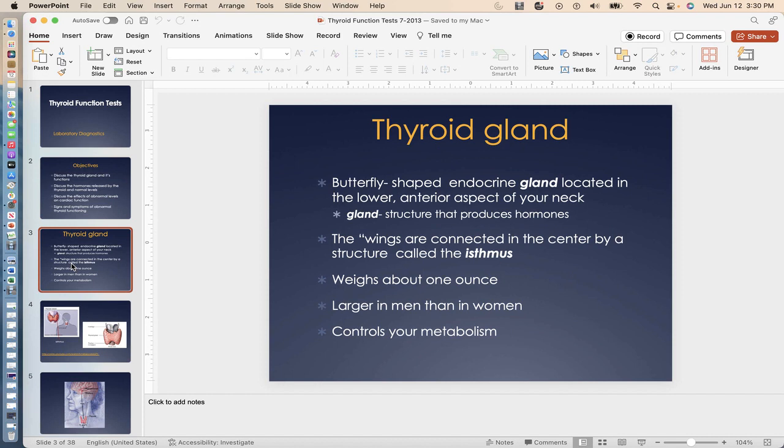So the thyroid gland sits in the neck. It's a butterfly-shaped endocrine gland located in the lower anterior aspect. It's a structure that produces hormones. That's why it's called a gland. The wings are connected at the center by a structure called the isthmus. I would know that term. That's the center, how the wings are connected. It weighs about 1 ounce. It is larger in men than it is in women, and it controls metabolism.